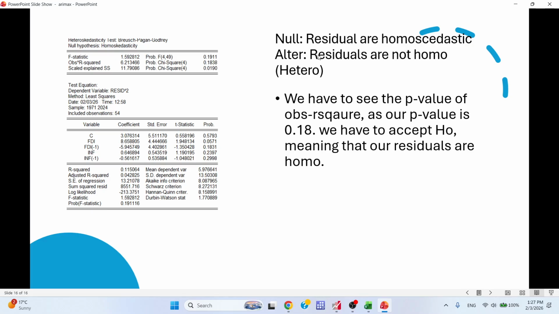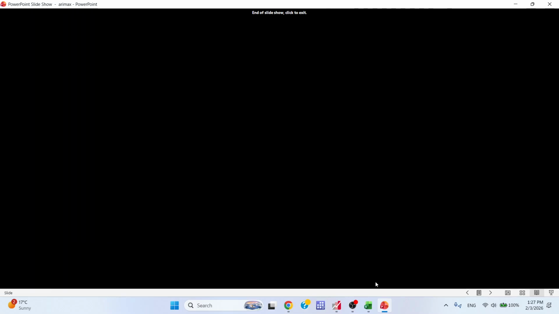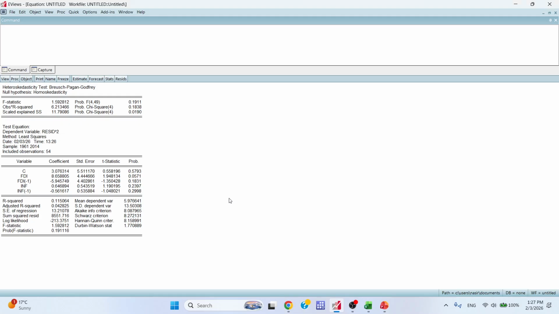By accepting the null hypothesis, we can conclude that our residuals are homoscedastic, which means that our variance is constant. So that is all for our lecture today. This is how you can apply the ARIMAX model and how you interpret its results. If you have any query or question regarding today's lecture, you can ask me freely.